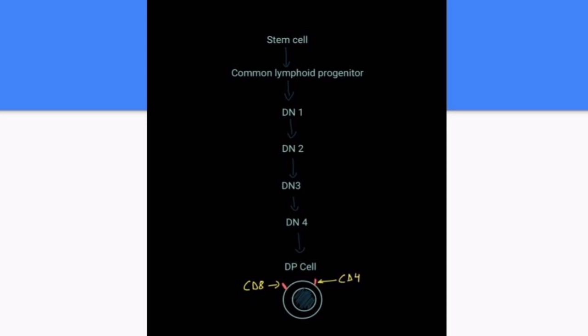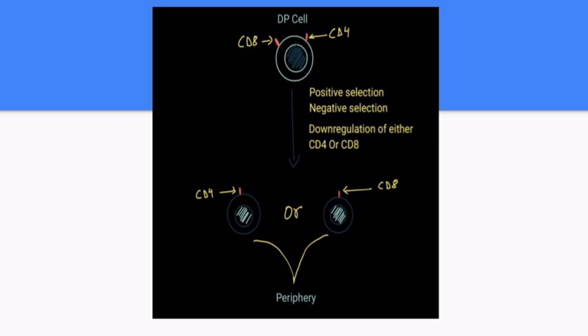Once a T cell starts expressing both CD8 as well as CD4 receptors, they are called double positive cells. Only those double positive T cells that can react with self-MHC molecule continue to develop, and that is known as positive selection. But those T cells that react too strongly with self-MHC undergo apoptosis. As such, too strongly reacting T cells can result in autoimmunity. So such cells undergo apoptosis, and that is known as negative selection.